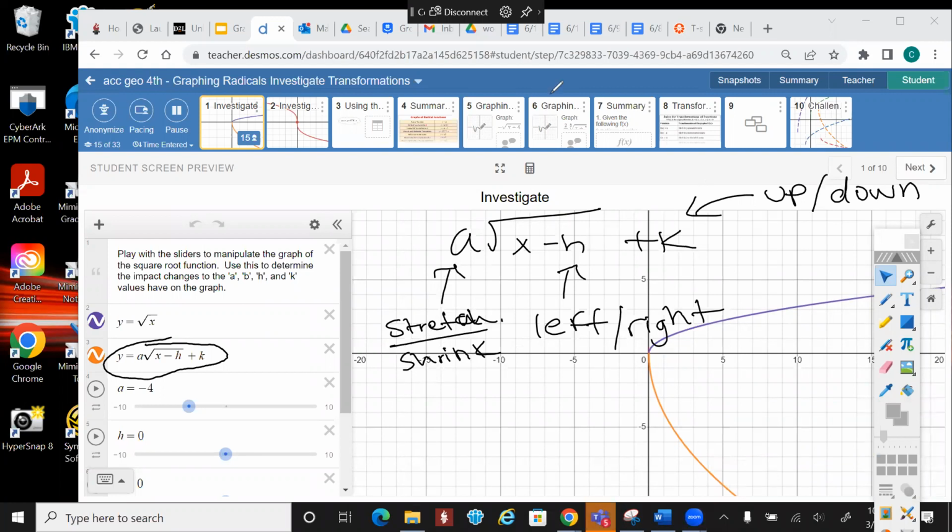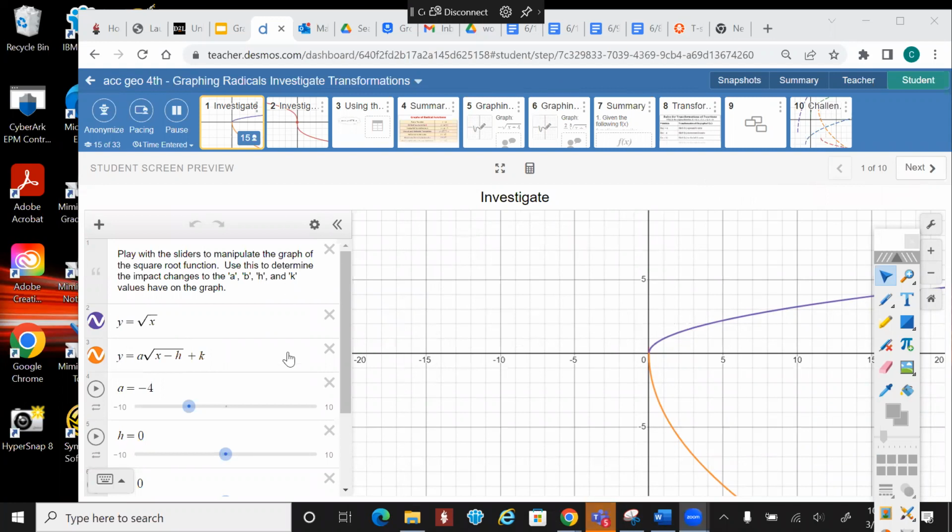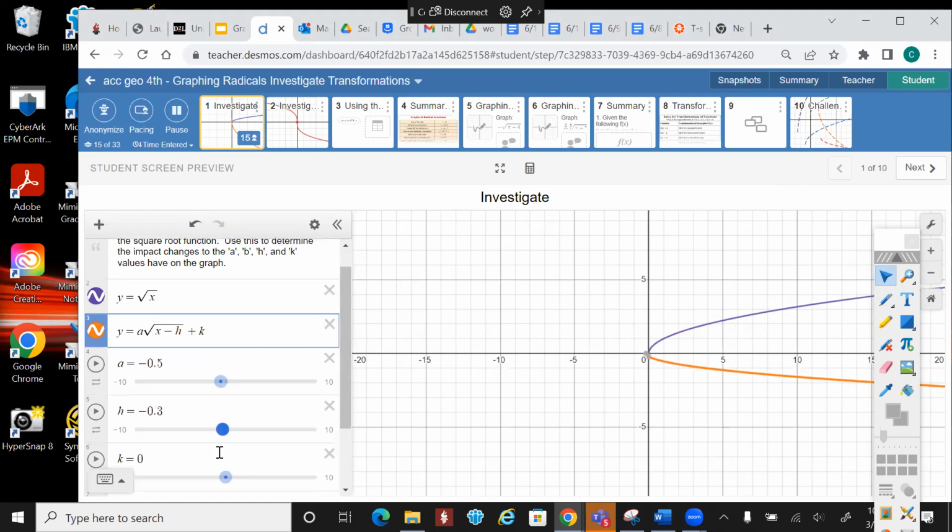Okay, so really quick, let's talk through these different things. If I have a negative A, look at how it's moving. What is it doing? Up or down? Not up or down. Use your geometry terminology. It's translating. Oh, it's reflecting. Okay, so A is reflecting. H is going to move left or right, and then K is going to move up or down.